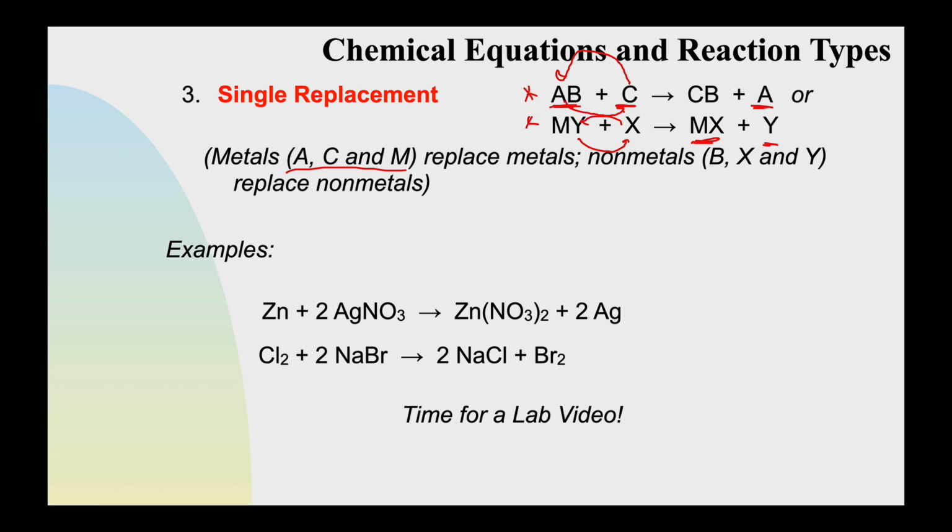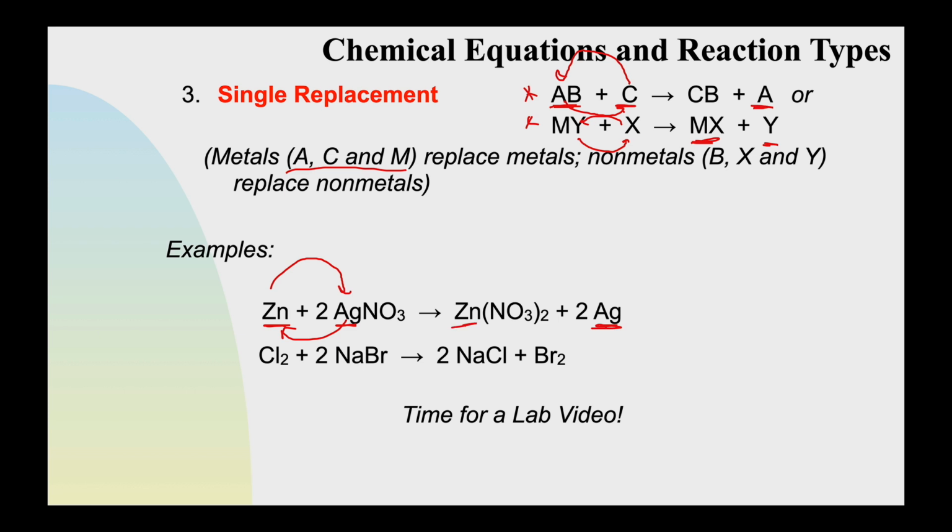And here's some examples of how this works out. In this first example, zinc and silver are both metals. And so what's happening here, zinc and silver are trading places. So silver is by itself, and then zinc starts dancing, if you will, with nitrate.